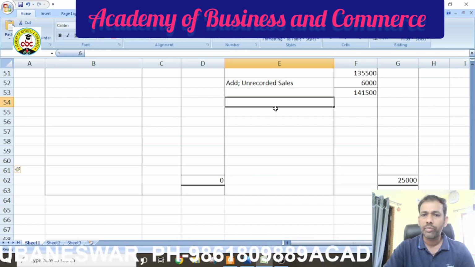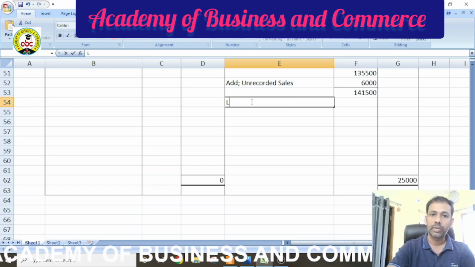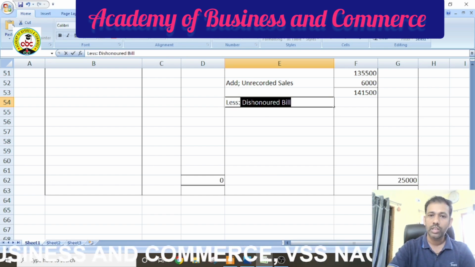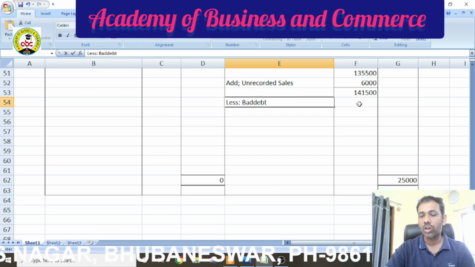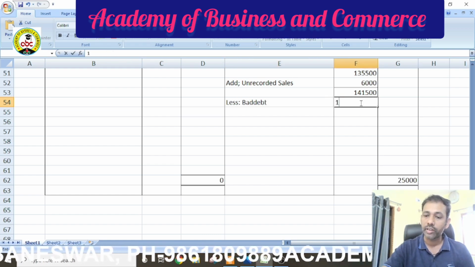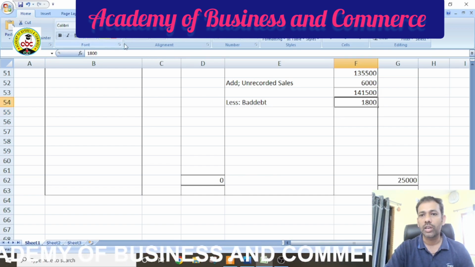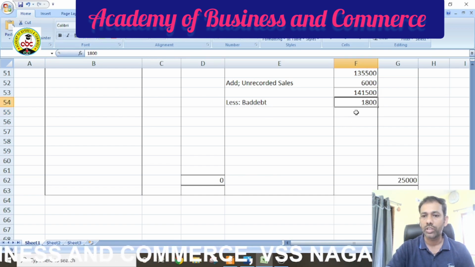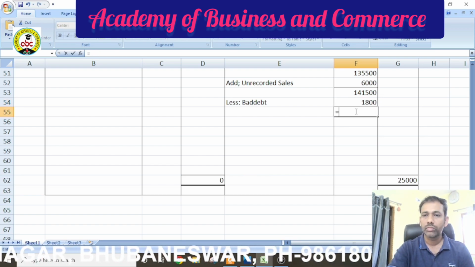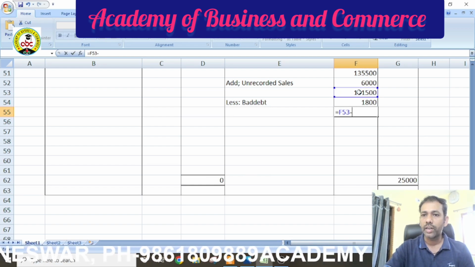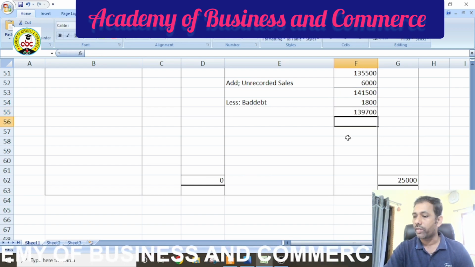So after getting the full amount of debtor, we have to deduct the bad debt, less bad debt, or we can say that the further bad debt of 1,800. Then the net figure will be after deduction of 1,800. The figure will be 1,41,500 minus the 1,800. The figure is 1,39,700.